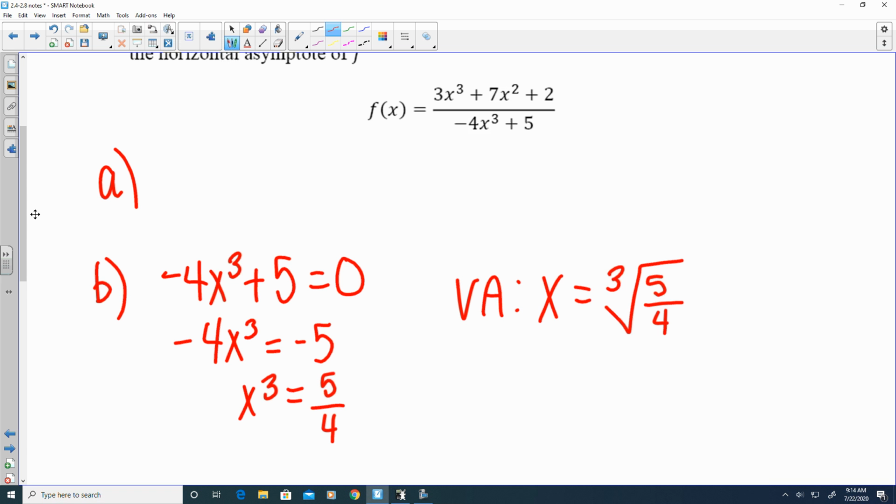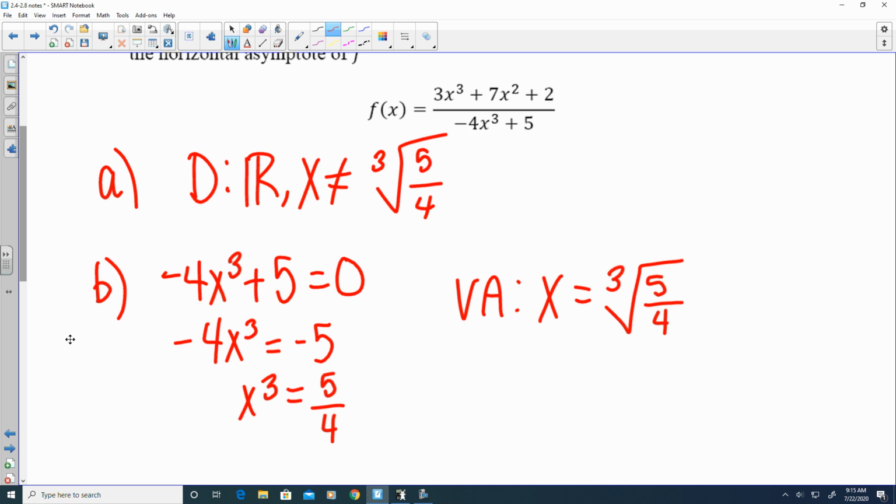That then is what our domain can't be. Our domain is everything except for that vertical asymptote value. See why doing the asymptote first is probably the way to go. It's just easy peasy. Once you have the vertical asymptote down, that's what your domain is.